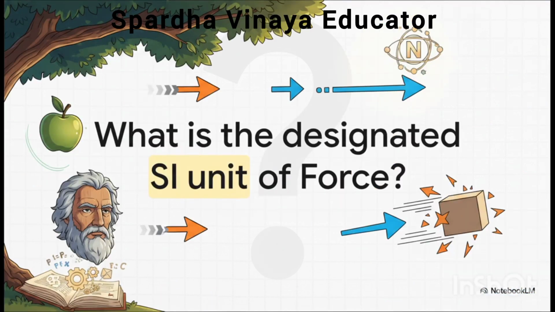And our final question, making sure you remembered those crucial units. Question 5. What is the designated SI unit of force? A. Joule. B. Watt. C. Newton. Or D. Pascal. You guessed it. For sure it is C. The Newton, proudly named after the very physicist who gave us this law.